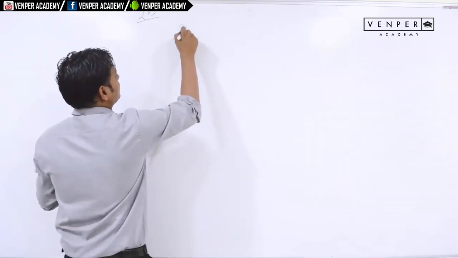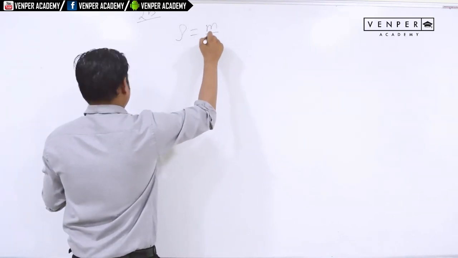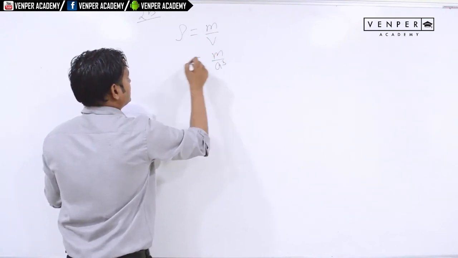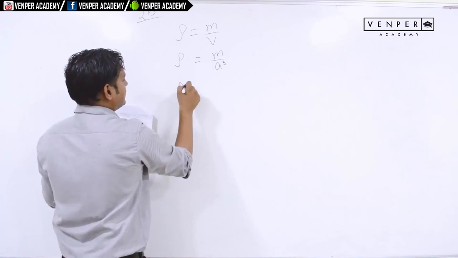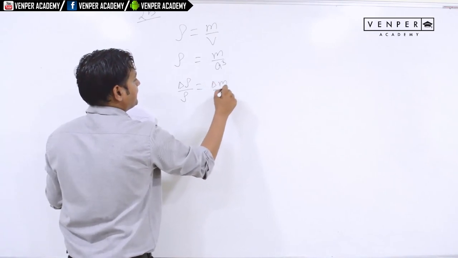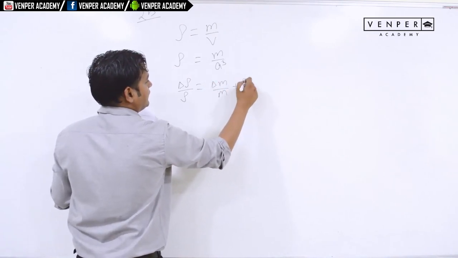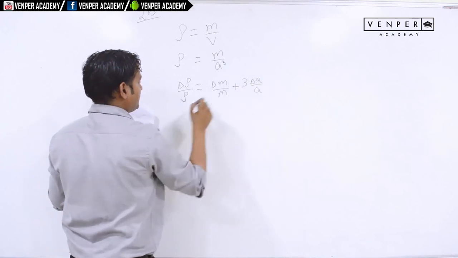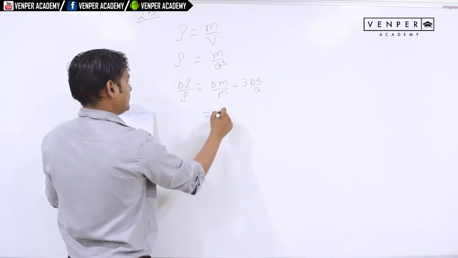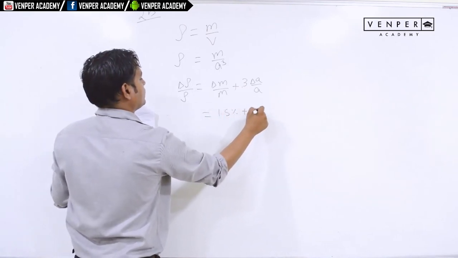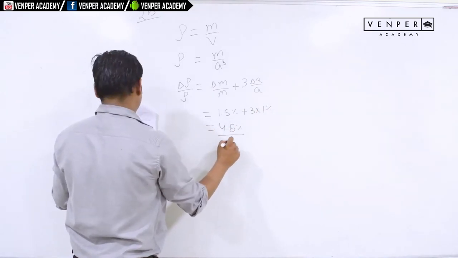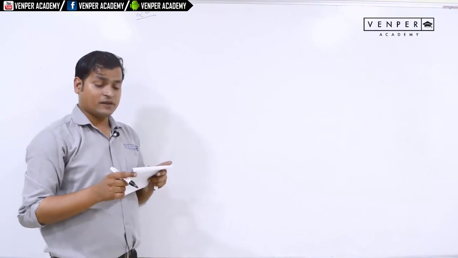So we know the density formula is mass upon volume. Clear? For a cube it is m upon a cube. This is your density. So delta rho by rho will be equal to delta m by m plus 3 delta a by a. Here it is given in percentage. How much is it given? One is 1.5% plus 3 into 1%. So you will get 4.5% as the answer.